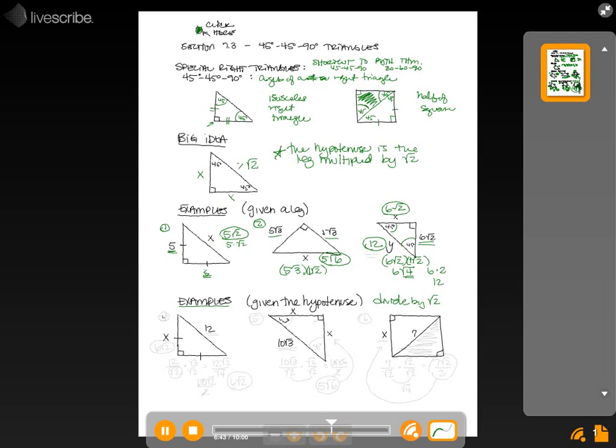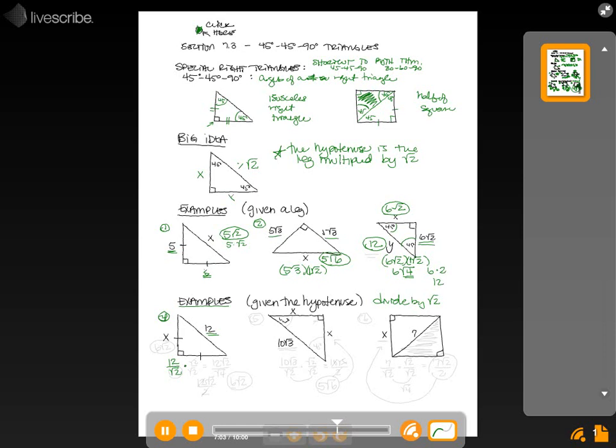Let's start with this one. This will be our fourth example. Okay, we've got an isosceles right triangle. We know that because two sides are marked congruent. It's a right triangle. We're given the hypotenuse, and we just said if we've got the hypotenuse when we go to the leg, we're going to divide by root 2. So we have 12 over root 2.